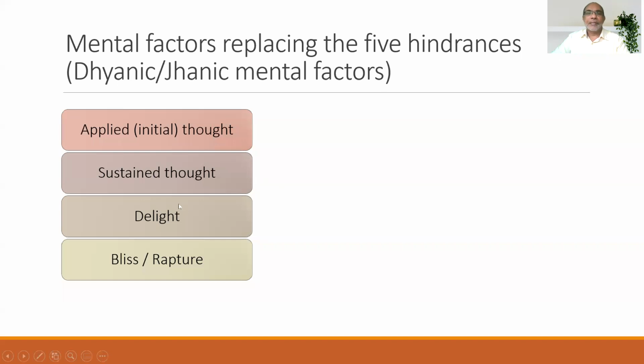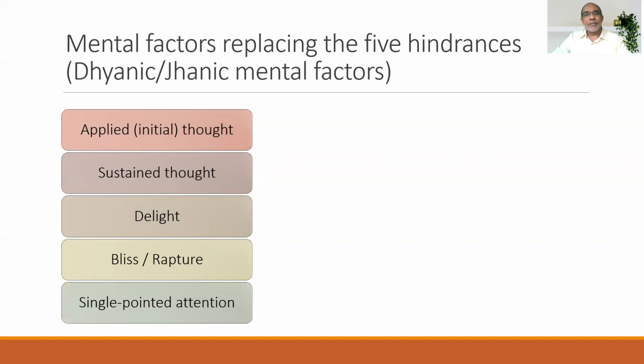Then the fourth factor is called bliss or rapture, which is extreme happiness that runs through and you feel it in your body as well. I will give the other words later. This is about the mind; this is even running through your body. You feel that. Then the fifth factor, which becomes strong, is called single point attention or one-pointedness. When these five factors are present, the hindrances can't be present in that mind because these will take over. Because each one of these is an antidote for one hindrance.